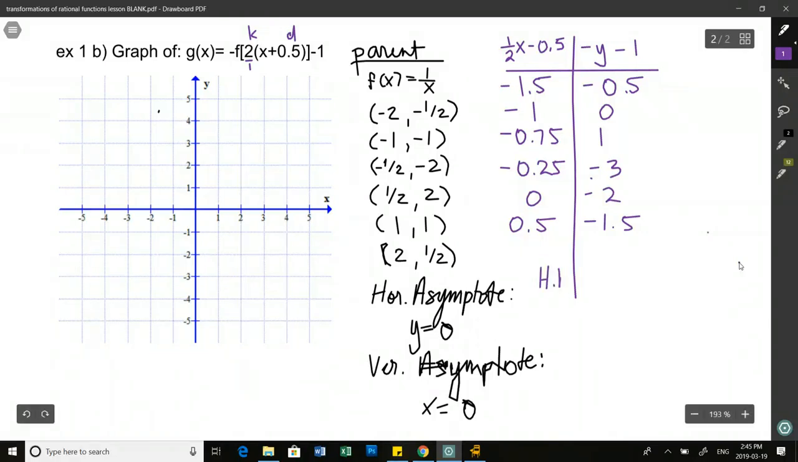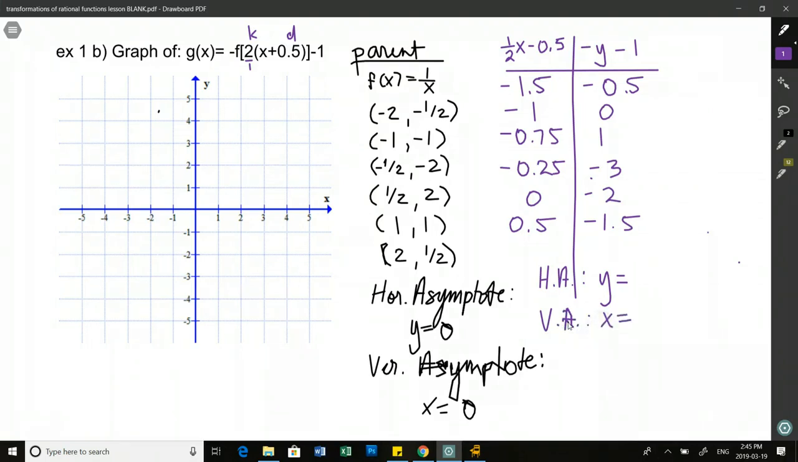Asymptotes. Wait, I think I know how to do this. The horizontal one, can I say it? Yep. Is it -1? No, it's 1. I meant 1. Is the shift up 1 or down 1? Up 1. Down 1. It's -1, right? Yeah. Okay, can somebody tell me where our vertical asymptote moves?